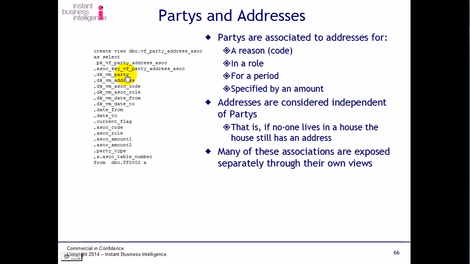So it is quite simple. A party is linked to an address for an association code and role from to with a current flag and some association amounts. So that's how parties and addresses are associated.